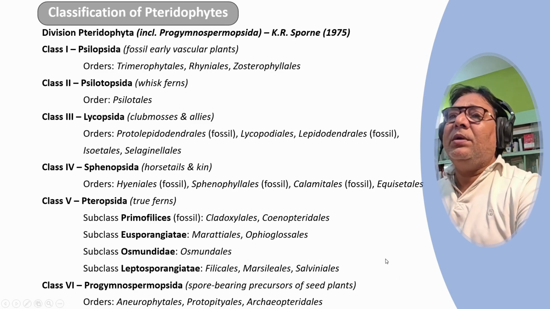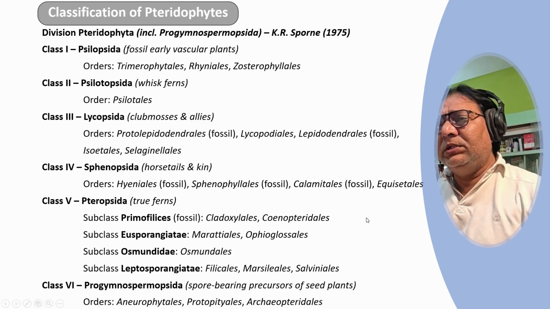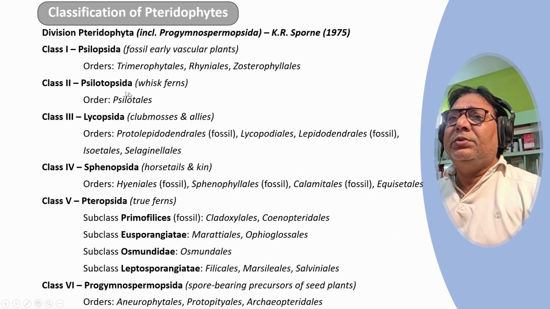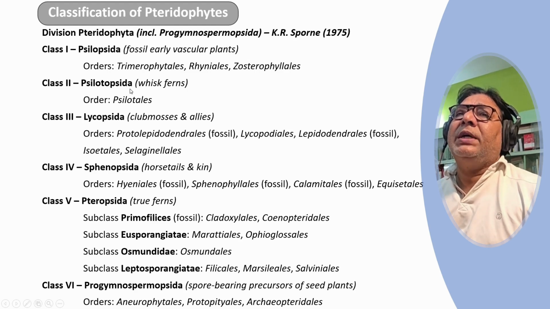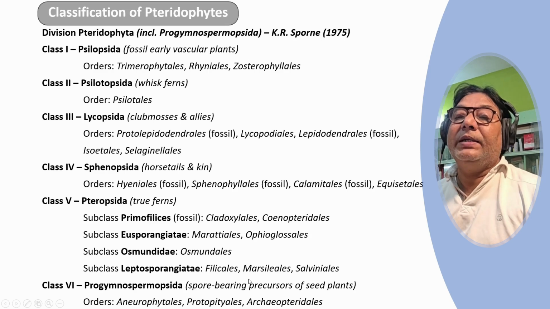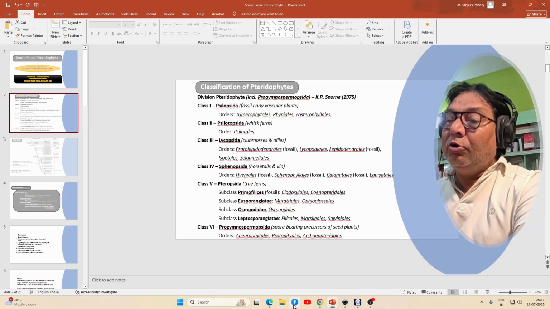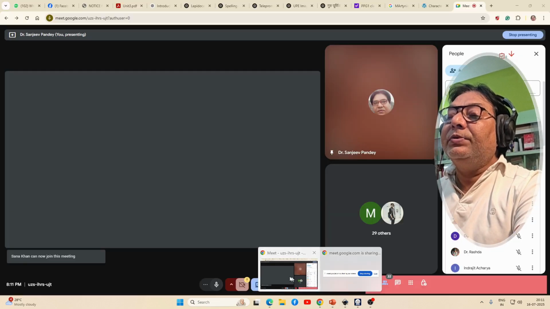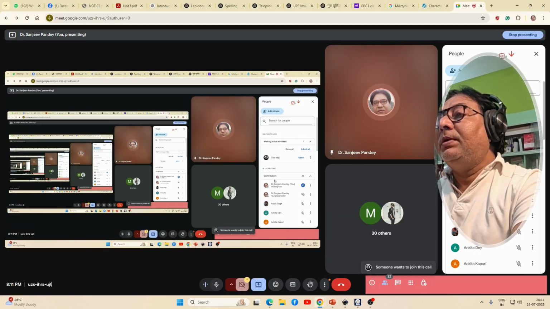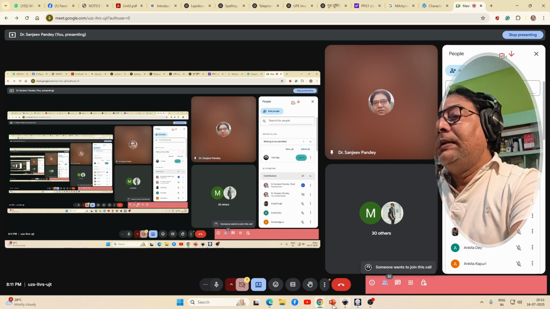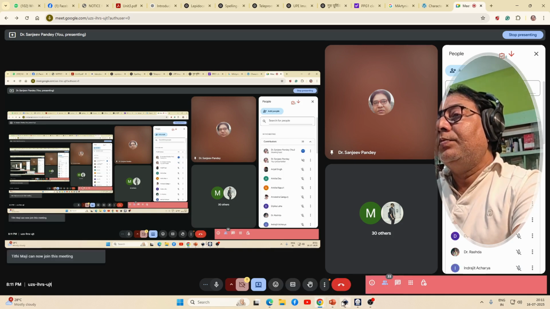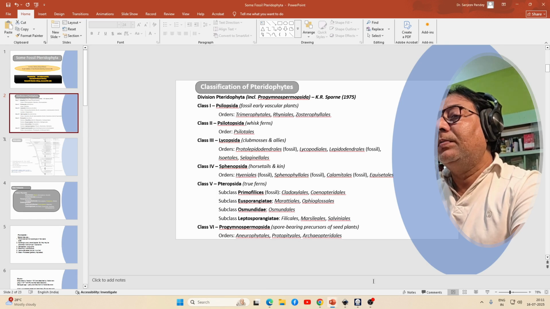So this is the overall idea about the different classes of pteridophytes. You should remember this: Psilopsida, Psilotopsida, Lycopsida, Sphenopsida, and Pteropsida. 5 classes. You should remember that Pteridophyta can be divided into 5 groups. In general, if you say groups, there is no problem. So there are 5 groups.